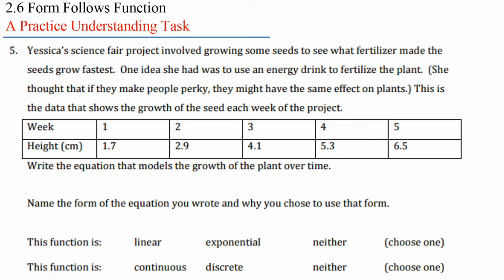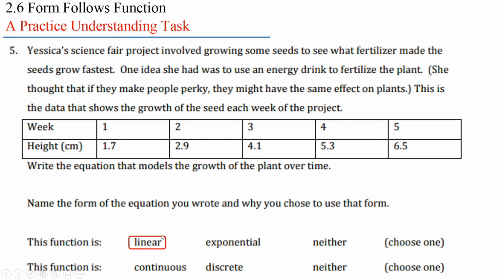And now I look at this data to determine what's my pattern of change. Look at the height, 1.7, 2.9, 4.1, 5.3, 6.5. Isn't there a common difference of what would that be? 1.2 every time. 1.7 plus 1.2 is 2.9. Plus 1.2 is 4.1, and so on. So that means if the pattern of change is a common difference, we're adding 1.2, we're linear.